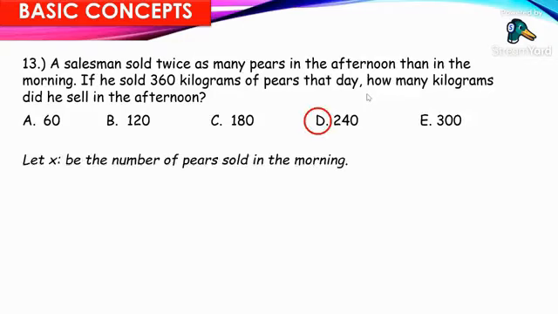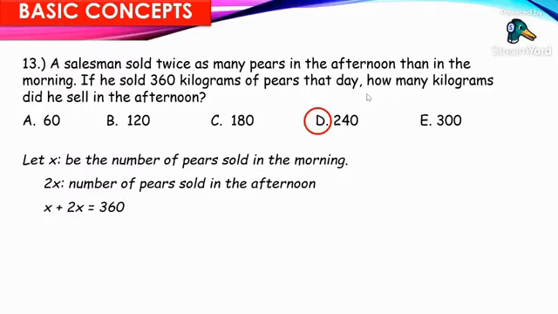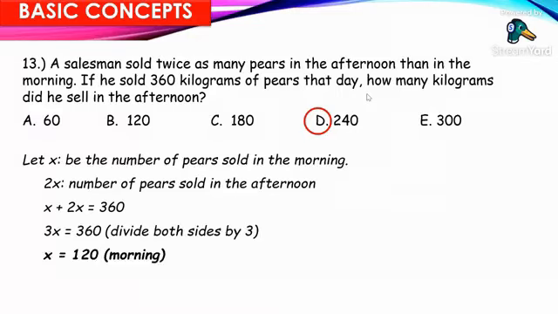If we're going to have the solution, let X be the number of pears sold in the morning, so that is X. So in the afternoon, kasi twice, ibig sabihin 2 times. So 2 times naman para sa afternoon. Then add it up equal to 360. So X plus 2X is equal to 360. So 3X is equal to 360. Then divide both sides by 3. X is equal to 120. Pero yung 120 po, pang morning. Opo. 240 po is afternoon.